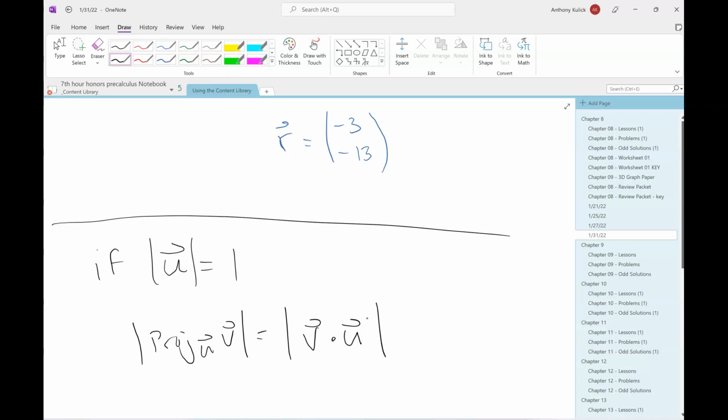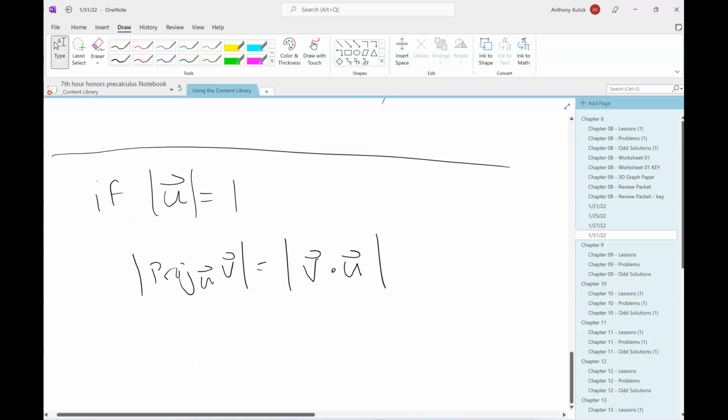So yeah, Jacob, this is the situation that you're asking about, right? If u is the unit vector, then the projection of v onto u is just the absolute value of the dot product of u and v, or v and u, it doesn't matter the order of the dot product. And that's a nice shortcut for a lot of those projection story problems. I think most of them you can use that shortcut on. There's just one or two that you have to be careful about.